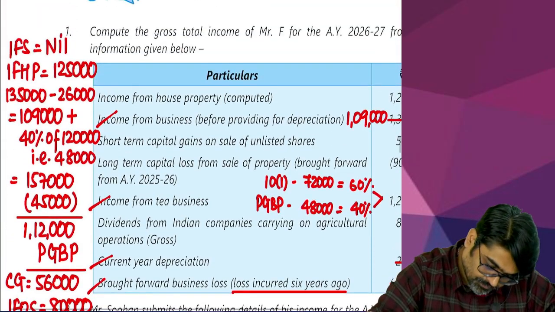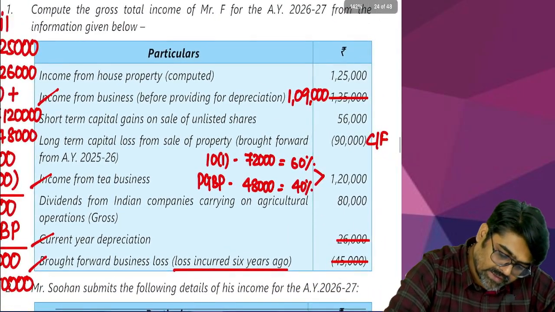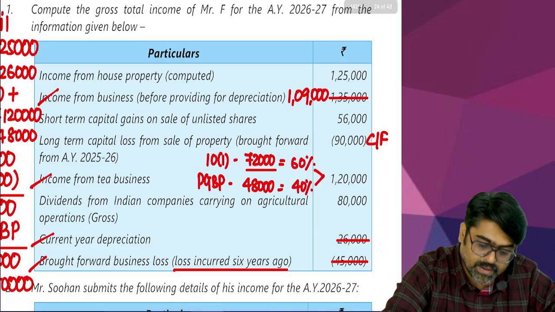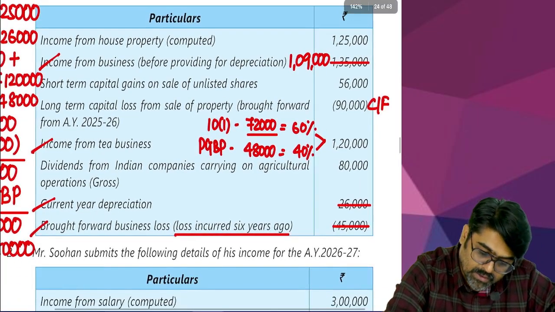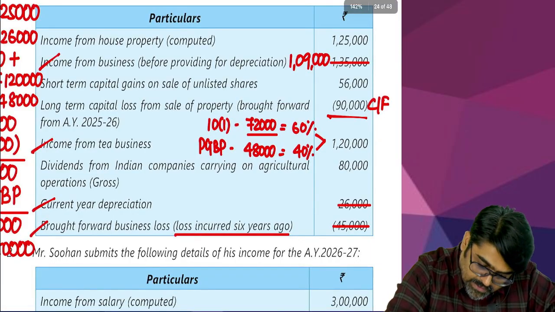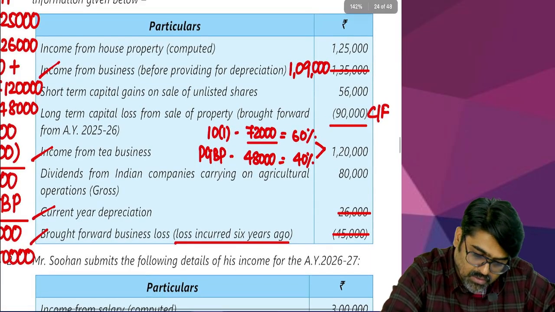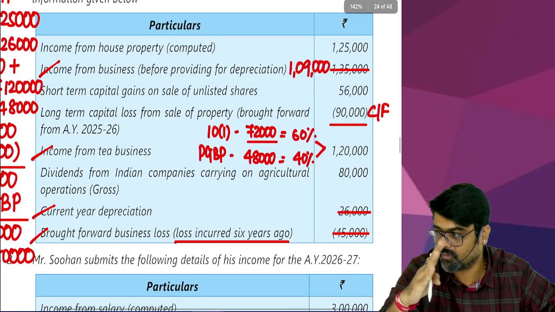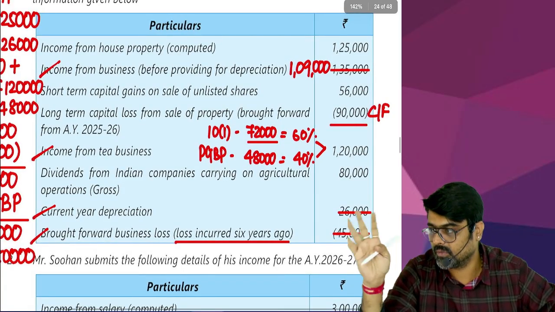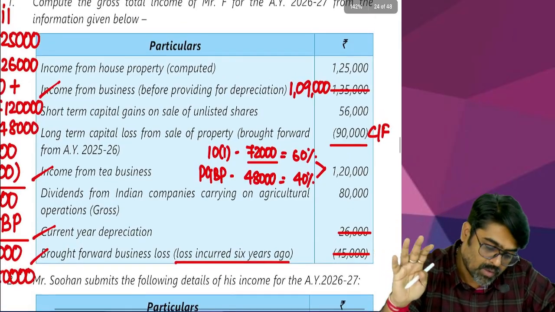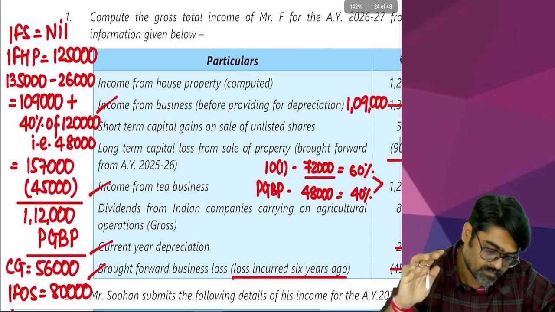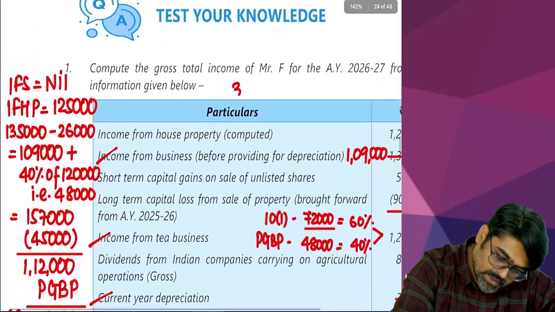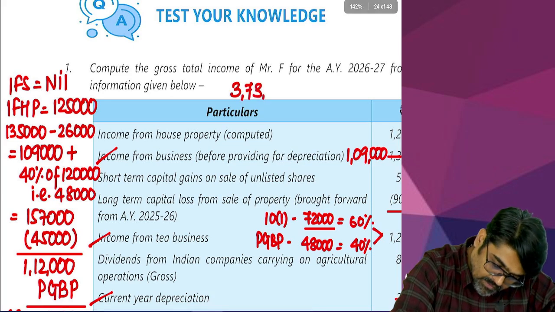Any other loss? No loss. So this year's agriculture income 72,000 will be exempt. Yes or no? 90,000 loss will be carried forward. Done, no? These two things are there. So 72,000 will be agriculture income, fully exempt, and that 90,000 will be carried forward. So how much is your total now? 3 lakh. That is your gross total income.